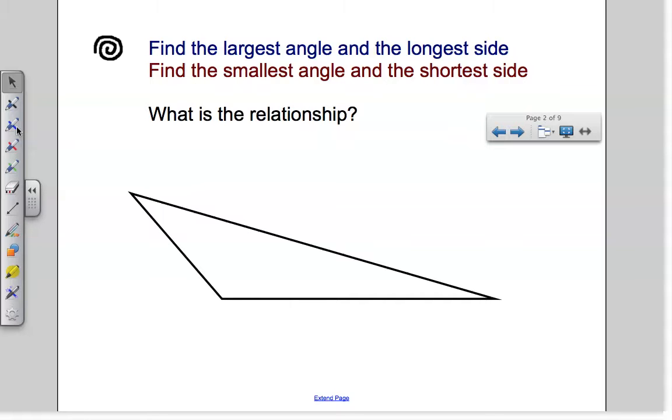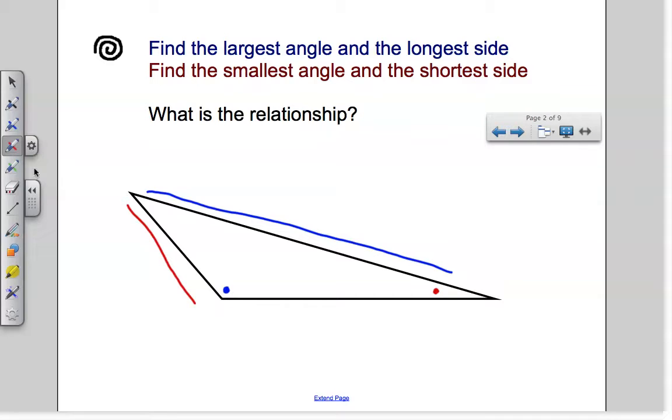Well, the largest angle or biggest angle in this triangle would have to be here, right? And where's the longest side? Well, this is definitely the longest side. In red, where's the smallest angle? Well, this is the smallest angle. And where's the shortest side in this triangle? Well, this is the shortest side.